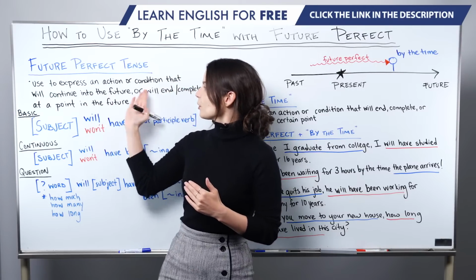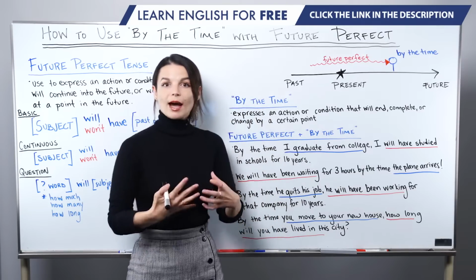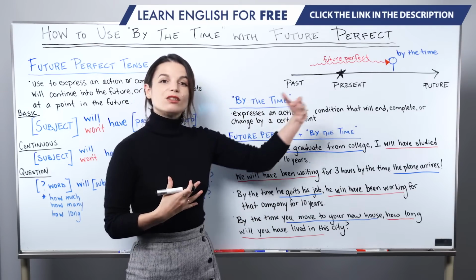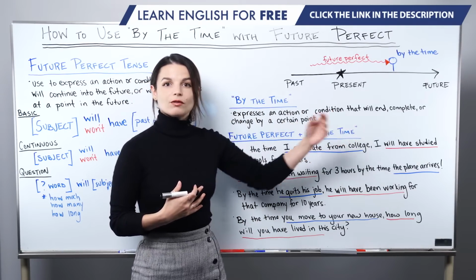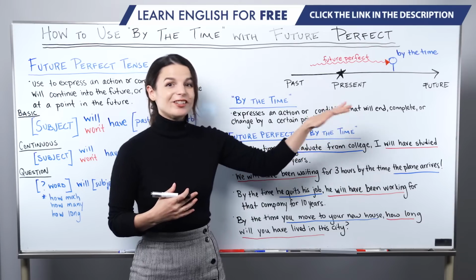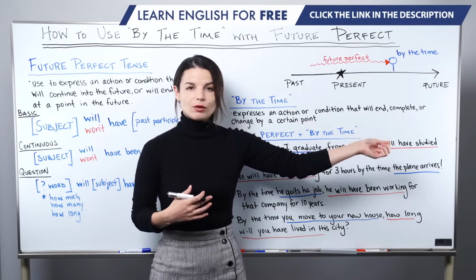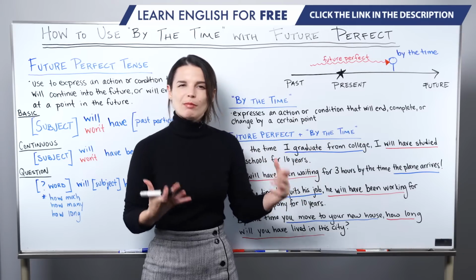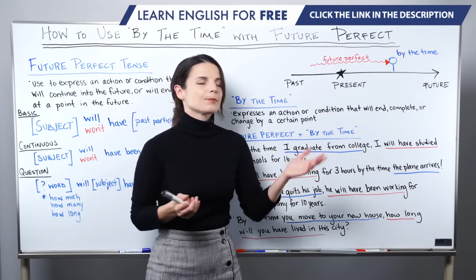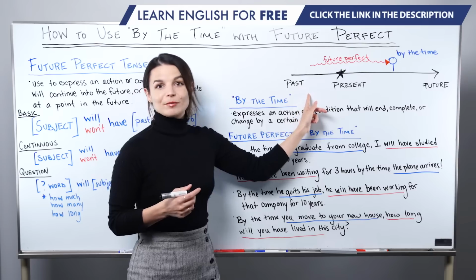Reminder, we use future perfect tense to talk about an action that we expect is going to end at some point in the future, or is going to continue into the future and maybe continue after a certain point in the future. So what does this look like with by the time, and why is it important? Let's take a look at this timeline here.